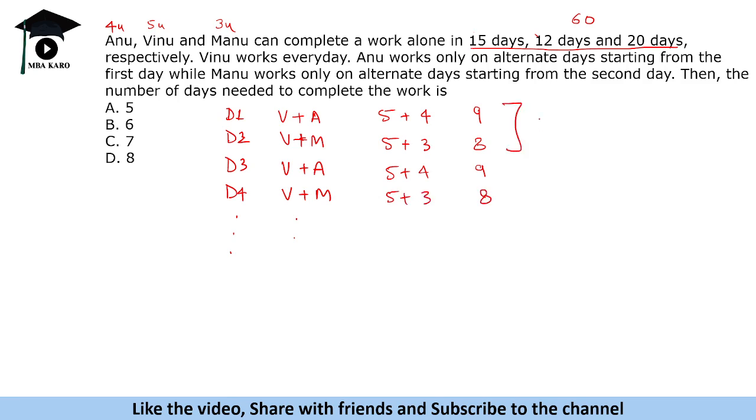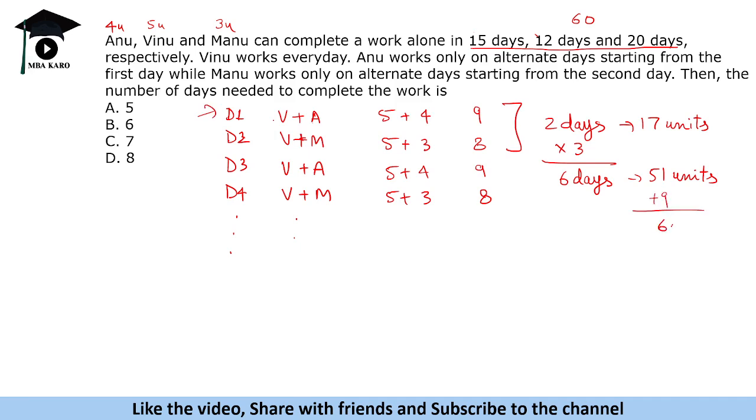So in a cycle of 2 days, they are completing 17 units. Okay, so when we conclude 3 cycles, right? So 3 cycles means in 6 days, 51 units will be done. Seventh day, on an odd day, Vinu and Anu will work together, so they will do 9 more units. That is 60 units will be done on the seventh day. So it takes 7 days for them to complete the task. All right. Let's move on to the next question.